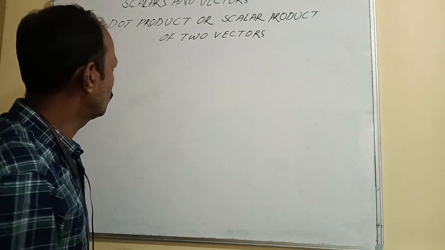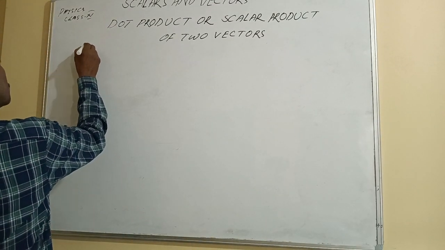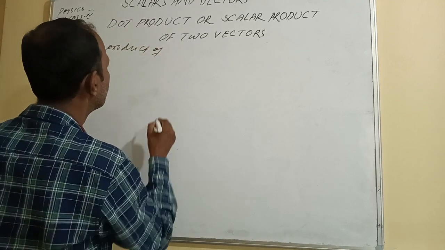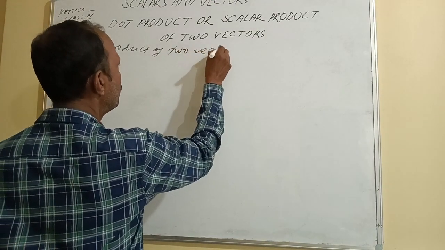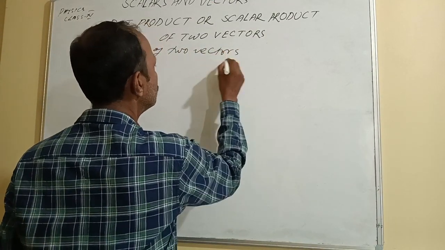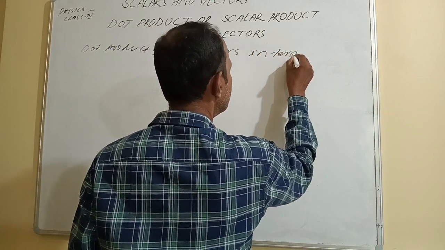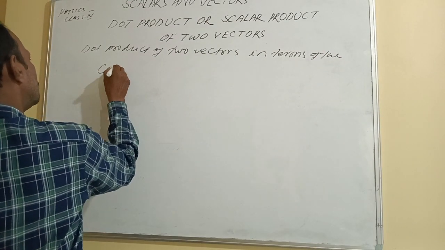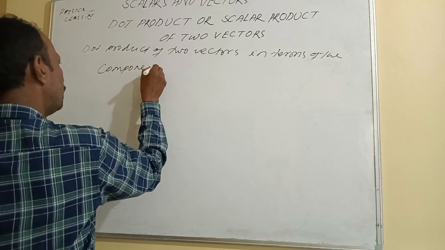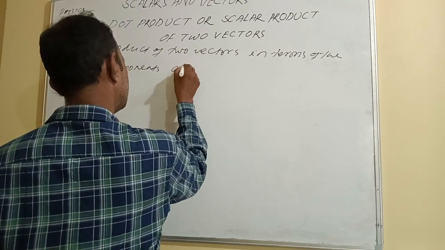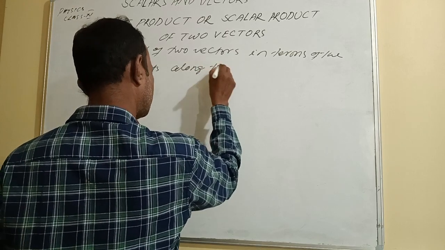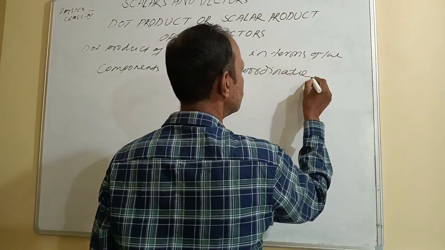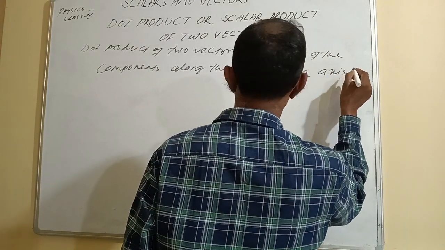Let us see. Now suppose the dot product of two vectors in terms of the components along the coordinate axis. Okay?